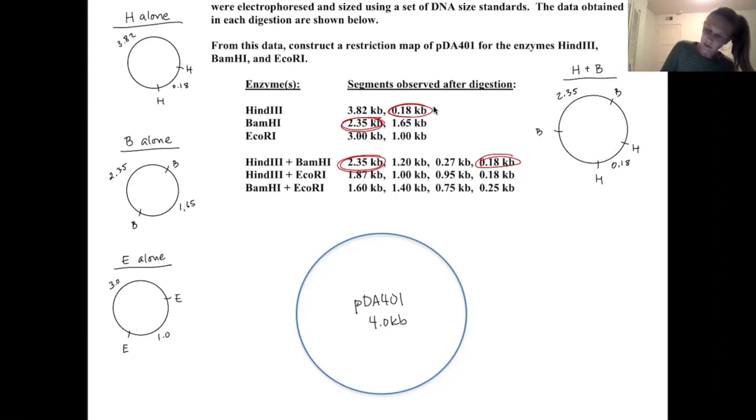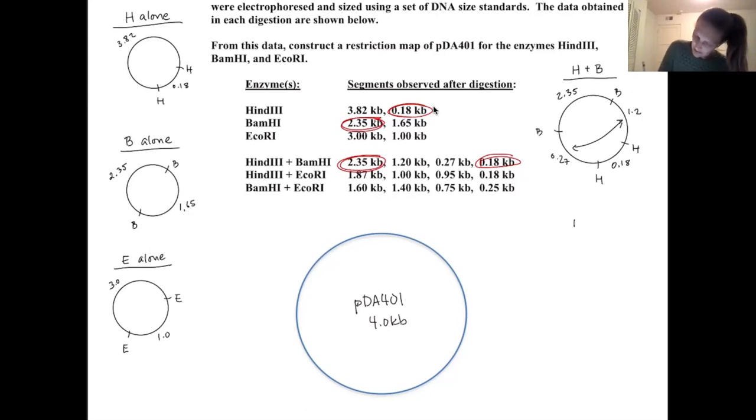So then the only other 2 pieces that remain are going to be our, what is this? 1.2 kilobase piece and 0.27. We don't know, however, where those are. They could be flip-flopped. They could be swapped, right?